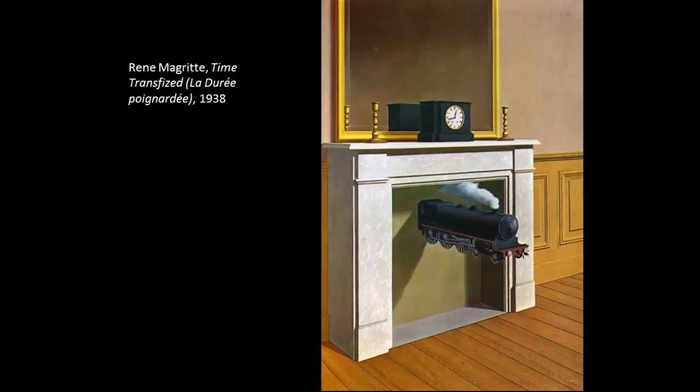The work that your book chooses to illustrate by Magritte is this work called Time Transfixed, or in French, La Durée Poignardée, from 1938. And I've noticed that I've misspelled transfixed in the slide. My apologies for that. So this is a really good example of his work in general, rather than the text and image juxtaposition of The Treachery of Images. He keeps the surfaces of his paintings very smooth and clean.